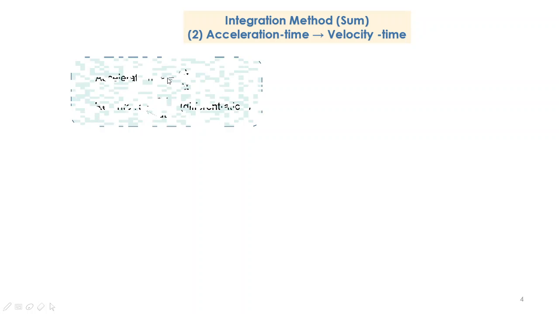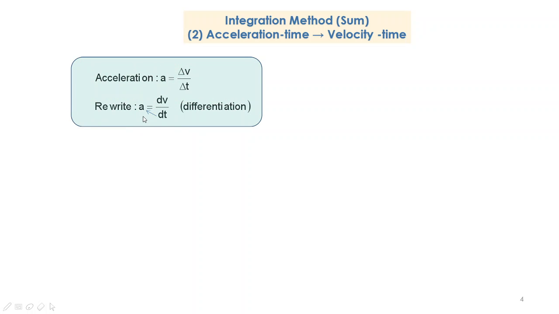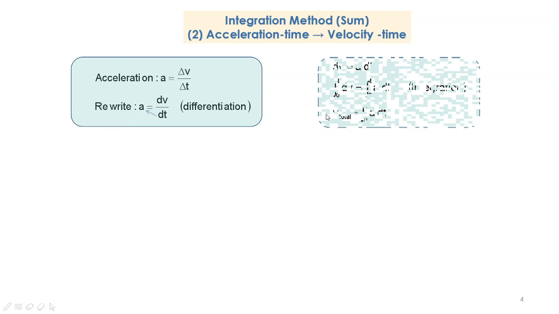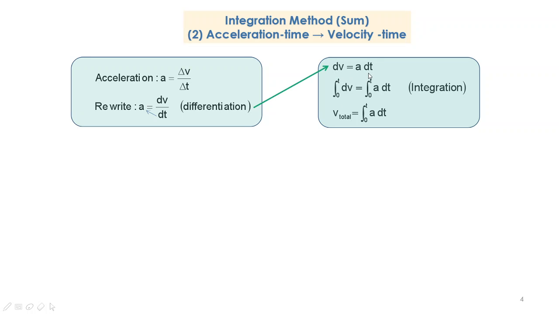Second example is to convert the acceleration time graph to the velocity time graph. As we know, acceleration is equal to the change of velocity divided by the change of time. Similarly, as what we said, we rewrite a equal to dv over dt as a differentiation. Then after that, we use the denominator dt times a. We get dv equal to a times dt. Both sides we do integration. Assume we talk about the time from 0 to 3. Therefore, it will give you the total of velocity over a period.